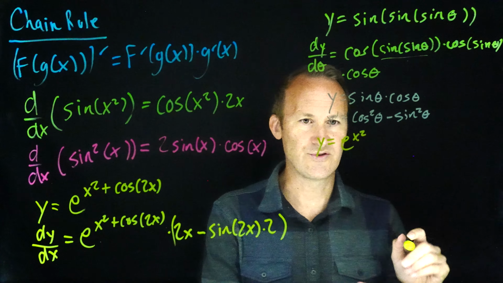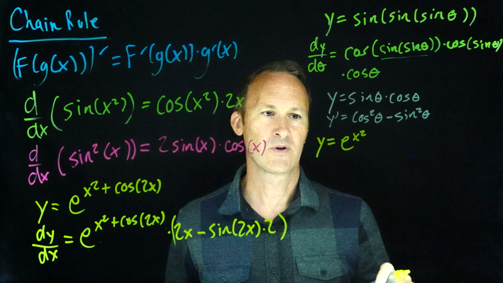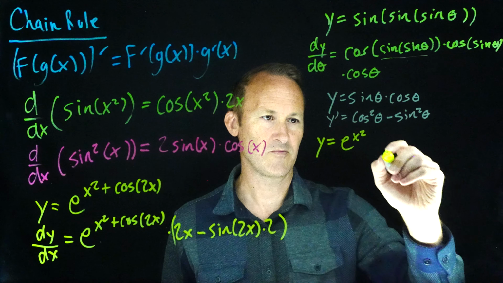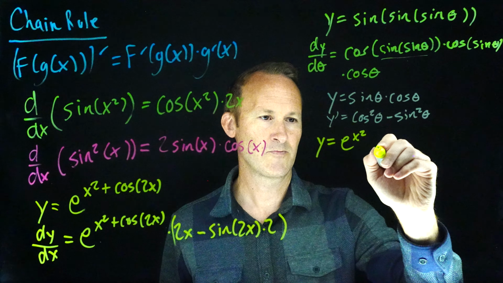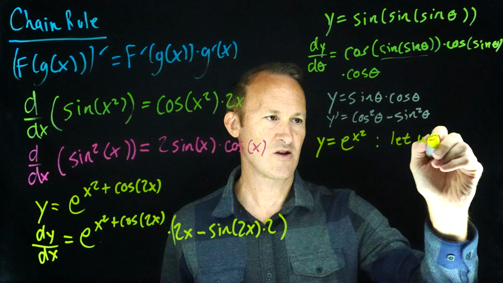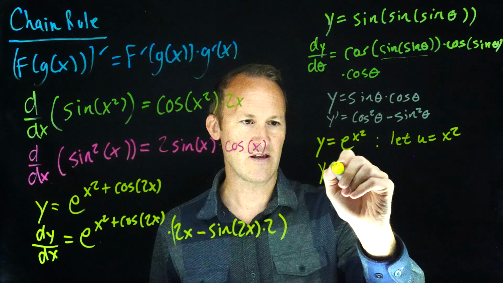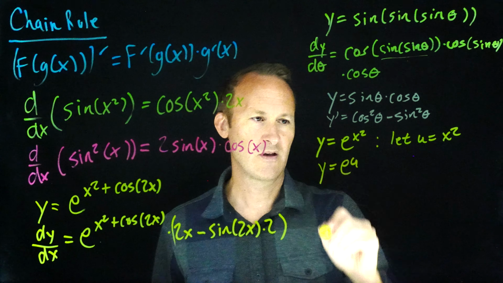And what we're going to do here is a change of variable. Okay, so what's our change of variable going to be? We are going to let u equal x squared. Now if we do this, we get the following: y equals e to the u.